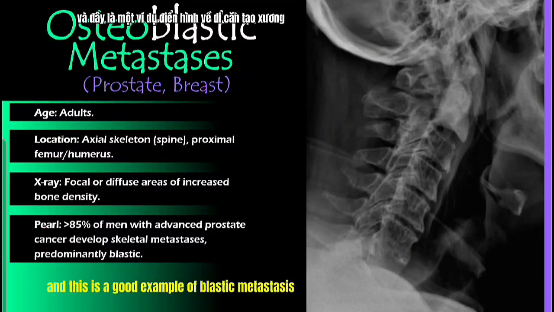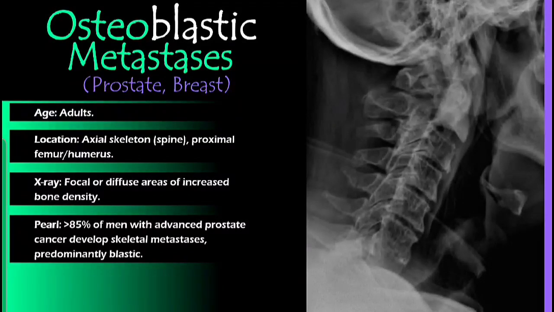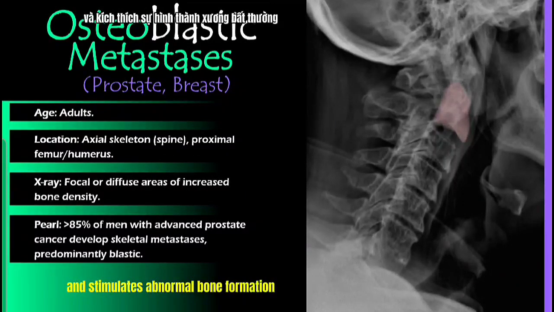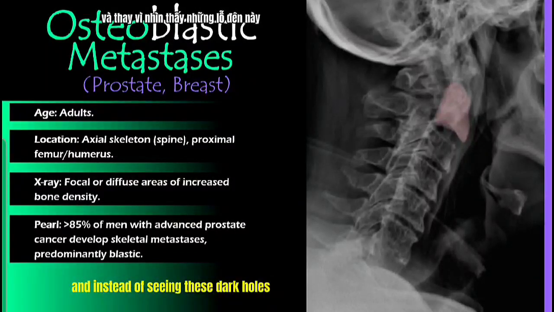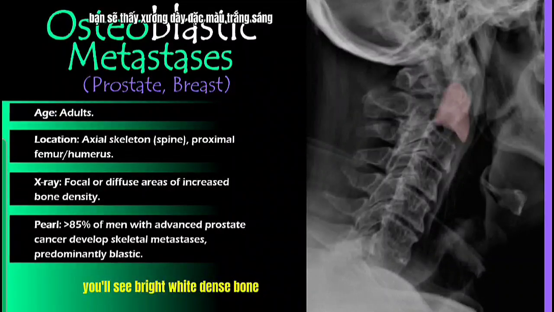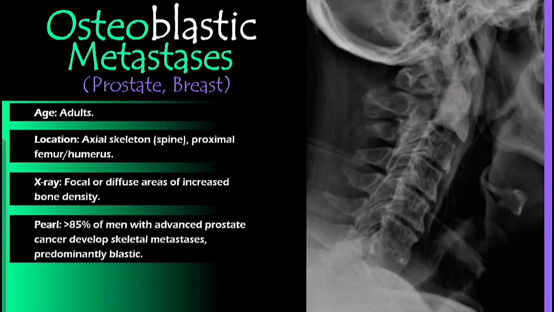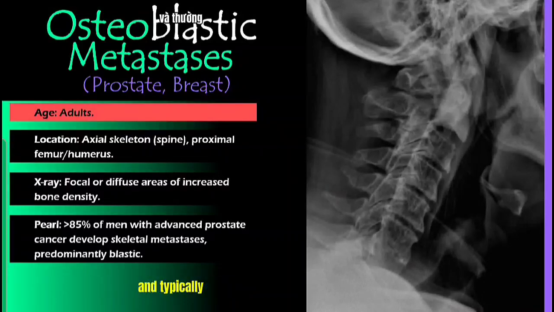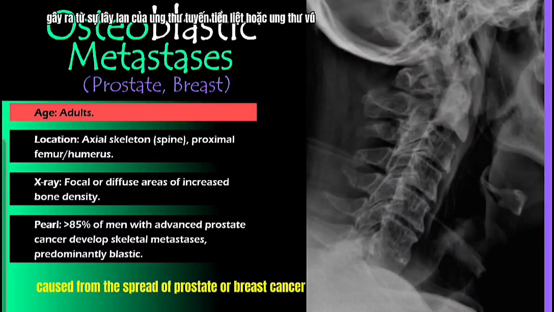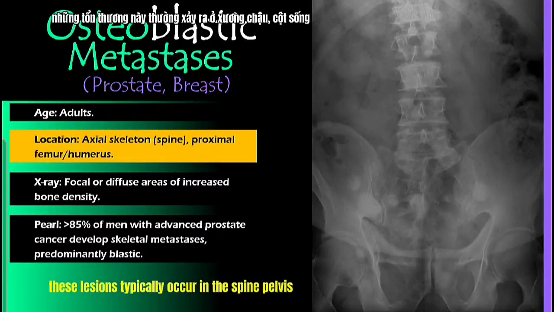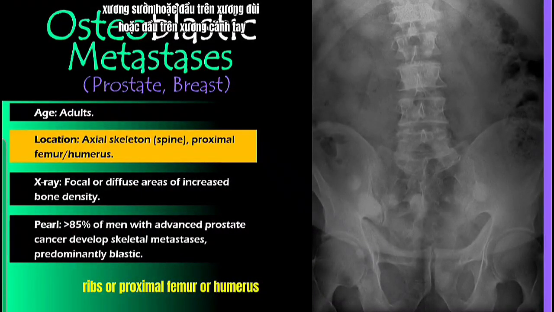Alright, and this is a good example of blastic metastasis. And these are areas where cancer spreads to bone and stimulates abnormal bone formation. And instead of seeing these dark holes like you did in lytic lesions, you'll see bright, white, dense bone. This is usually seen in adults and typically caused from the spread of prostate or breast cancer. These lesions typically occur in the spine, pelvis, ribs, or proximal femur or humerus.